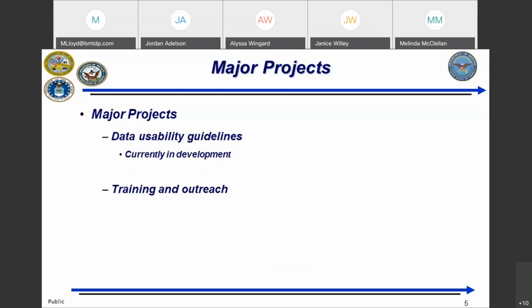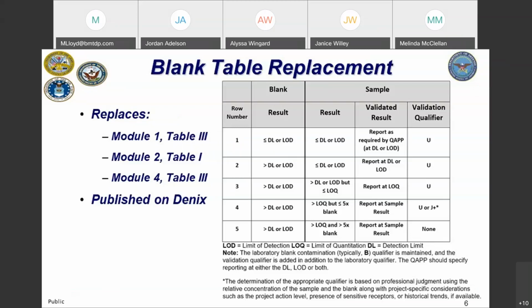We also are working on developing data usability guidelines. We're hoping to have those out a little bit later this year as well. It's going to have a general document discussing usability and how those assessments should be performed, and then it's going to follow that with several examples walking through how a project team might conduct those assessments. And then we also do training like these webinars and other outreach. And we do have a webinar coming up that I'm going to talk about later.